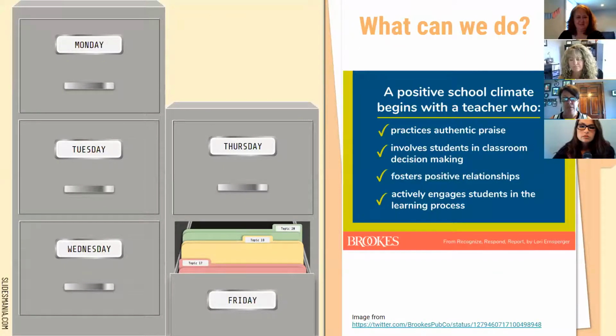We need to be thinking through this, but we need to start and we need to end with this positive school climate that we as teachers begin thinking about practices that include authentic praise, involving students in the classroom in the decision making, fostering very positive relationships with all stakeholders, and actively engaging students in this learning process. This is where we begin and this is where we end our day when we think through our practices.